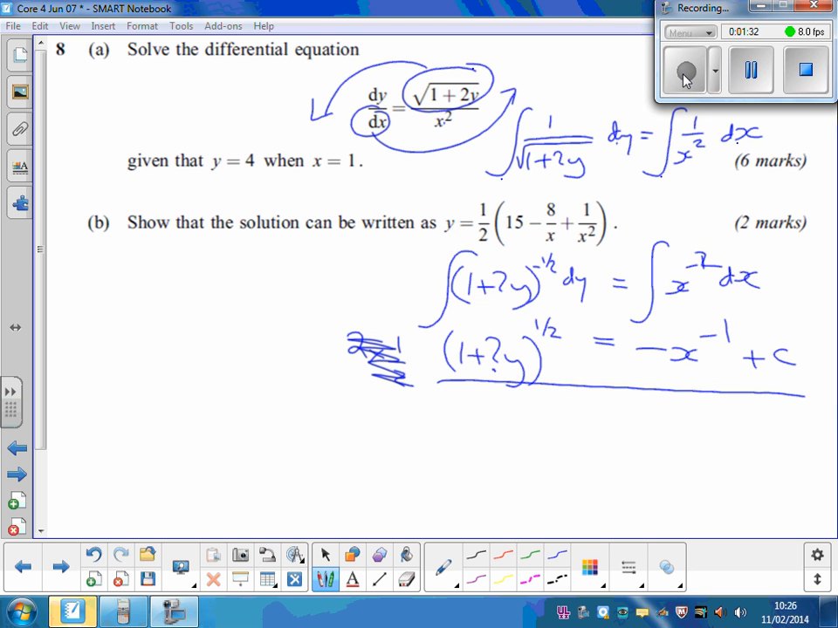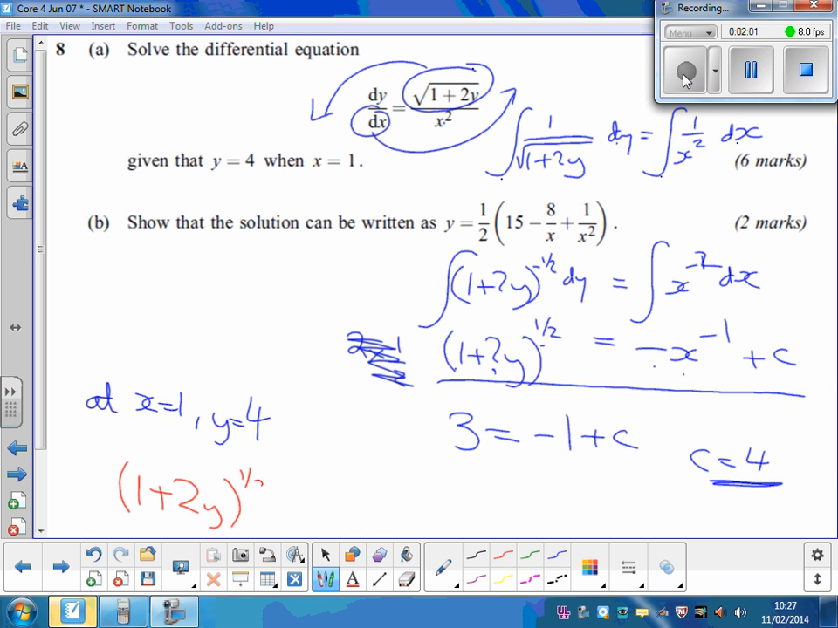But we've been given a couple of numbers. x equals 1, y equals 4. So if we put that in here, 2 4s are 8, 8 and 1 makes 9. 9 to the power of a half is 3. And we've got minus 1 all to the power of 1 to the power of minus 1. So we get minus 1 plus c. And that tells us that c must equal 4. So we've now got the particular solution for this: 1 plus 2y all to the power of a half equals minus 1 over x plus 4.